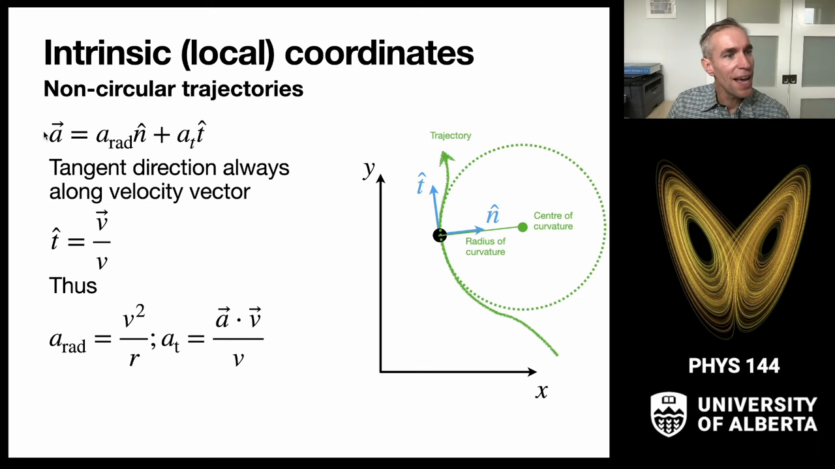And in that case, I write down an acceleration vector that has a radial component of the acceleration in the n direction and a tangent component of the acceleration in the tangent direction. The tangent unit vector is always in the direction of the velocity. Remember, velocity is tangent to the curve. We use that by taking the velocity vector and dividing by the speed. That gives us a unit vector. And then the radial component, we already know, that's v squared over r, where r is the radius of curvature for a curve.